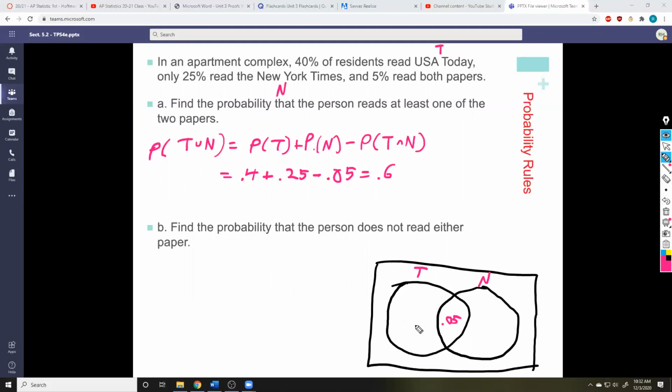Then in this circle, we would want the people who read the USA Today but don't read the New York Times. So there's 40% that read the USA Today, but then 5% that read both. So we want to take that 5% away, and we're left with 35%. So 0.35 goes in here. That is in the USA Today, but not the New York Times. Then over here, we want the people that are in the New York Times, but not in the USA Today. So that is 0.2, taking away the 5% that are in both.